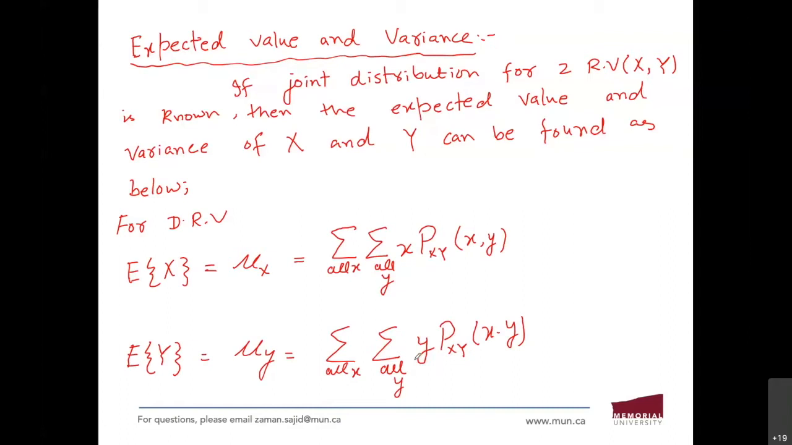Now this is for the discrete random variable. In the next slide, I'm going to write down for continuous random variable. So the only difference will be that we will take the integral and our joint probability will change.